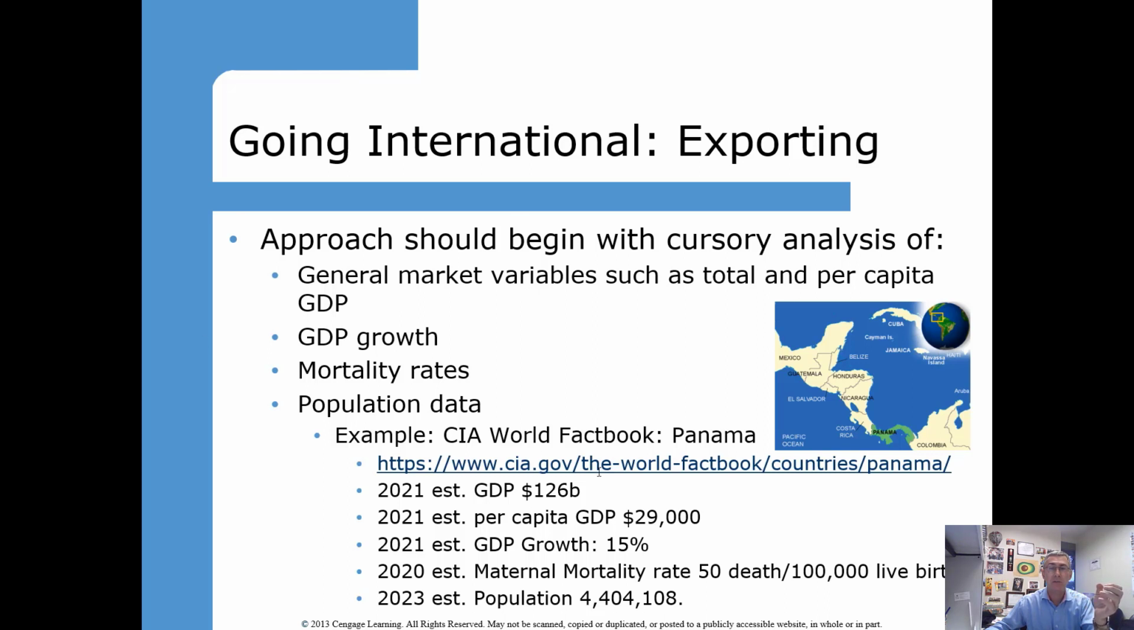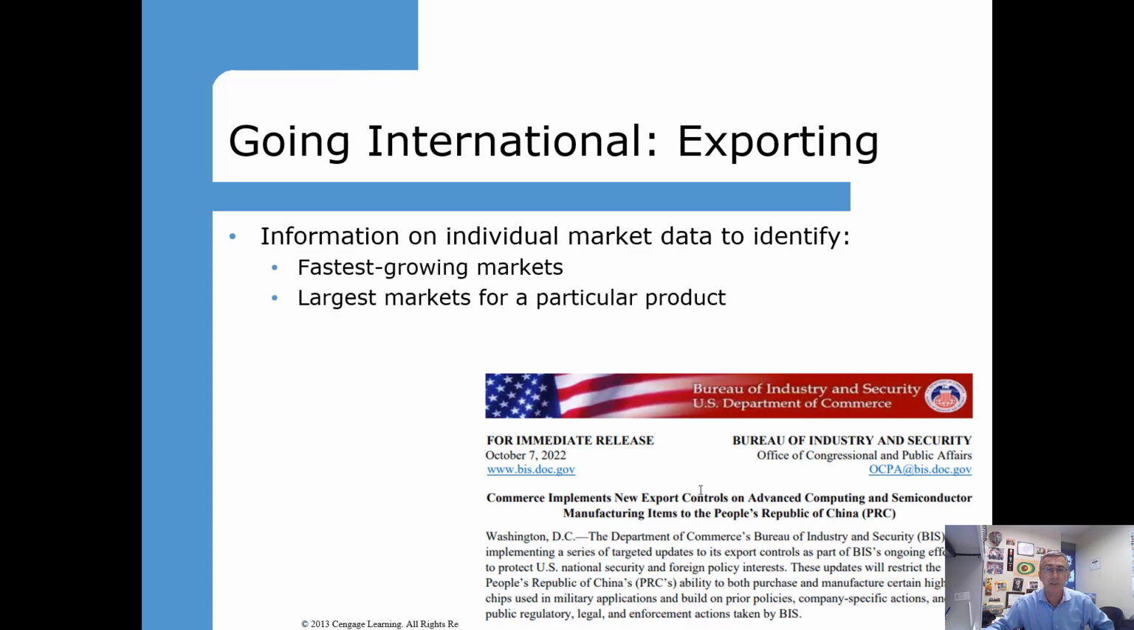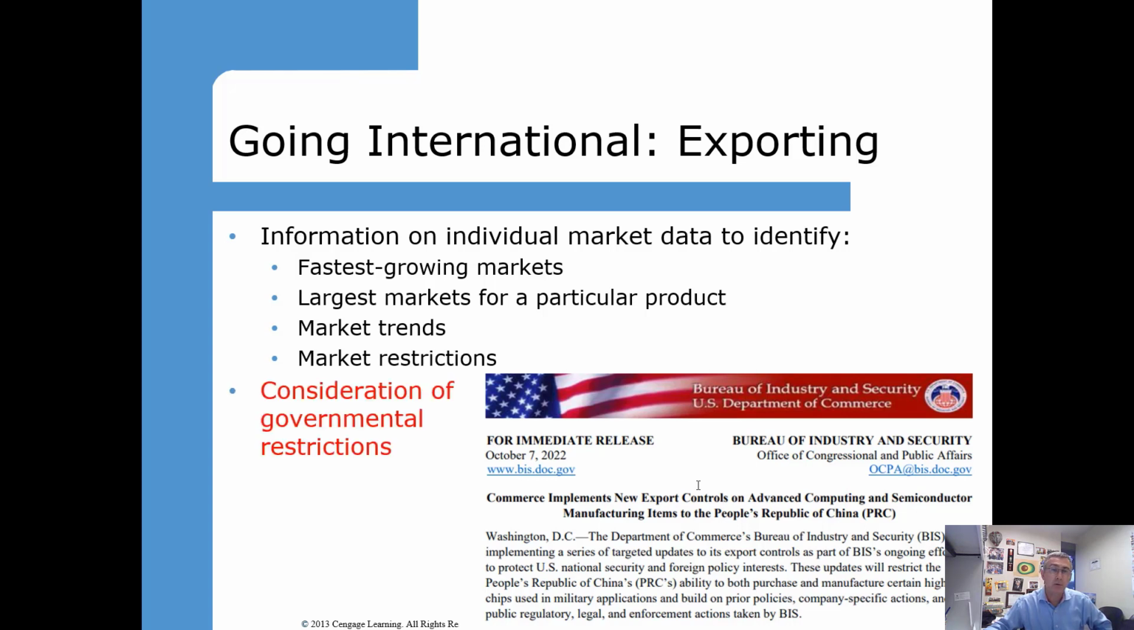The CIA World Factbook is what I used. If you have not used it before, it's really fascinating, and it's free, and it's a great way of getting very basic data about different countries. All right, for exporting, look at information on individual market data to identify the fastest growing markets, the largest markets for a particular product, and what the market trends are. What are the market restrictions? But importantly, consider governmental restrictions.